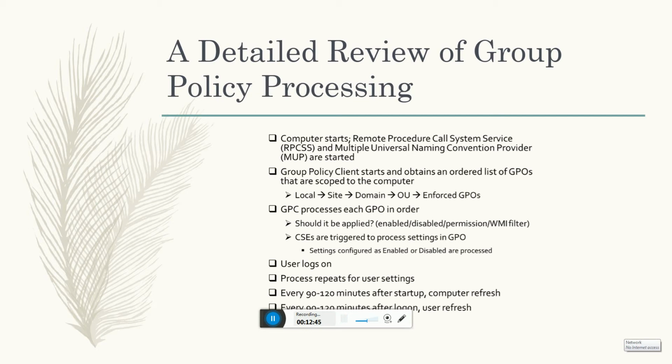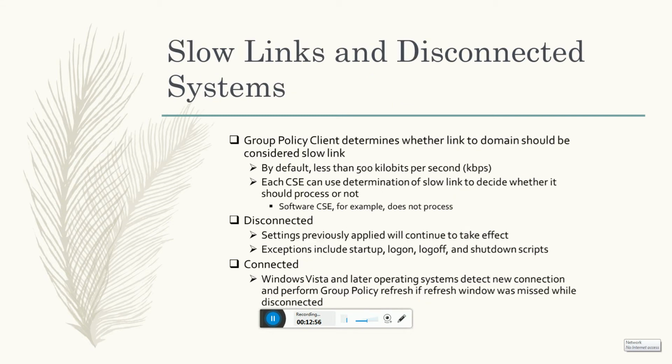User login process: the computer refreshes user settings every 90 to 120 minutes after start. Every 90 to 120 minutes after logon, users refresh. Slow links and disconnected systems. Group policy depends on the number of systems and on one server or two servers, and that is why sometimes there is a slow link. The server link takes nearly 1 to 3 minutes. When disconnected, sometimes the server is not available and an error message comes on the screen.